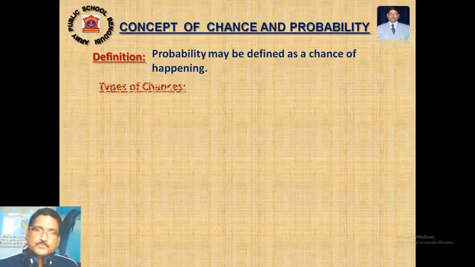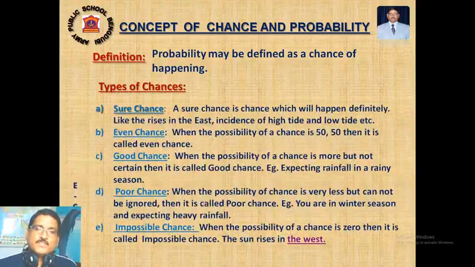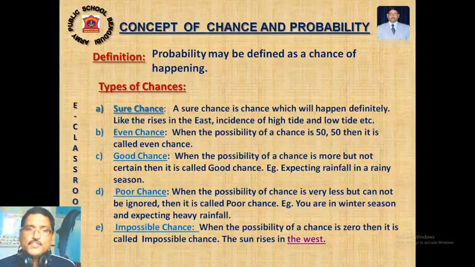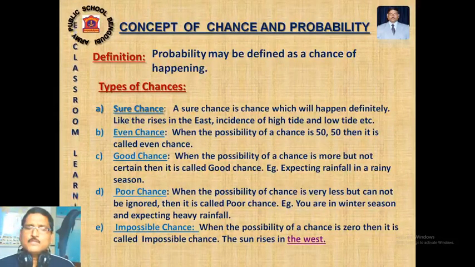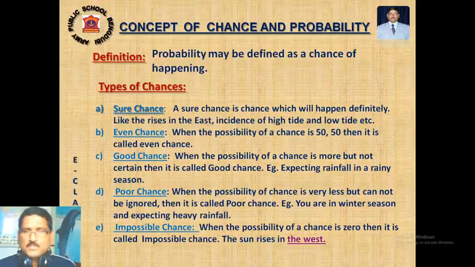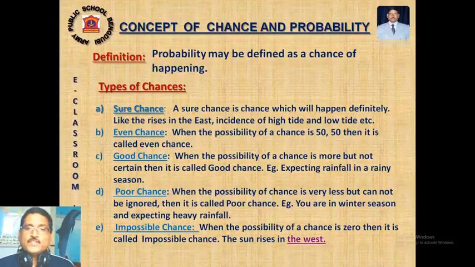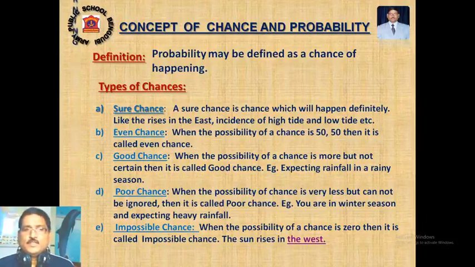Clear? What are the different types of chances? You have to know it. Sure chance, that means universal truth, whatever it is, these are the sure chance. Sun rises in the east. Is there any possibility that sun will rise from the west? No. So when the chance is sure, 100%, there is no alternative, then it is called sure chance, like sun rises in the east, incidents of high tide and low tide, etc.